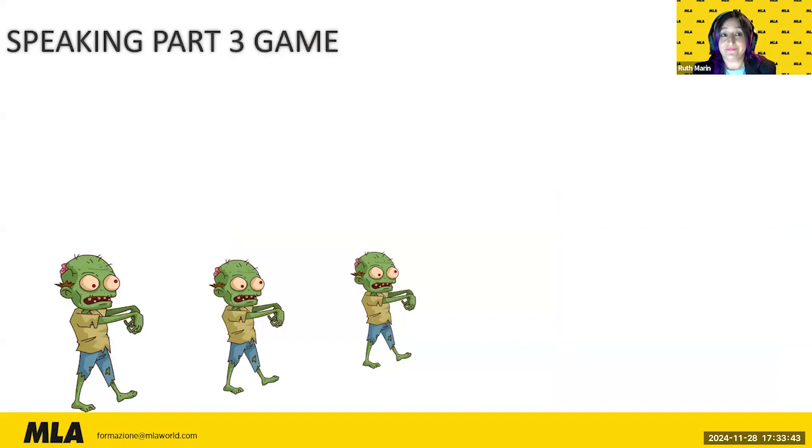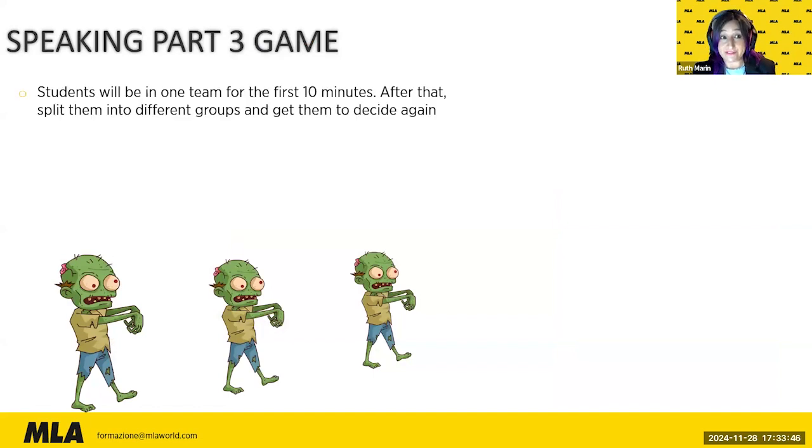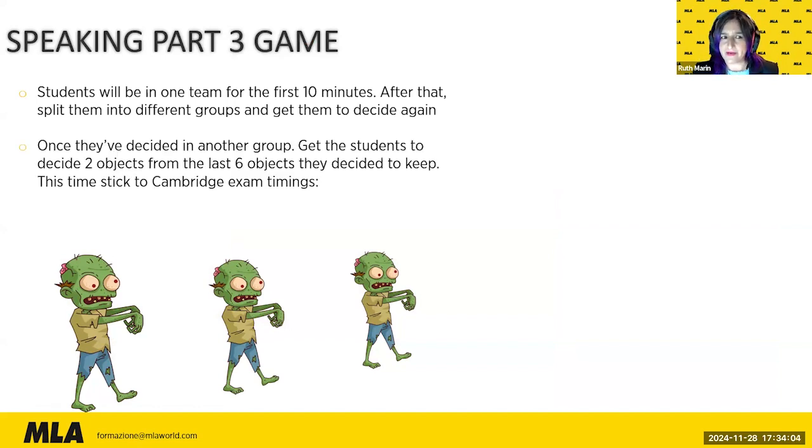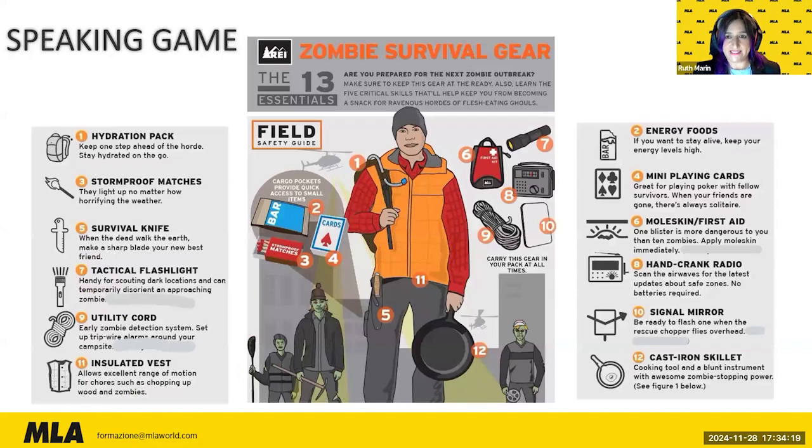Now, during the game, students will be in one team for the first 10 minutes, okay? And then after that, I'm going to split them into different groups and get them to decide again. Because what they have decided at the beginning might be completely different if they are involved in a different team. So I'm going to be swapping them around. Once they've decided in another group, I will get the students to decide 2 objects from the initial 6, okay? So we start with 12 objects, okay?